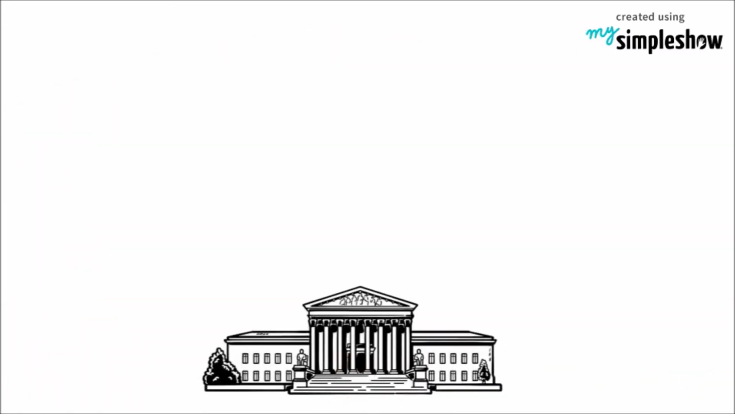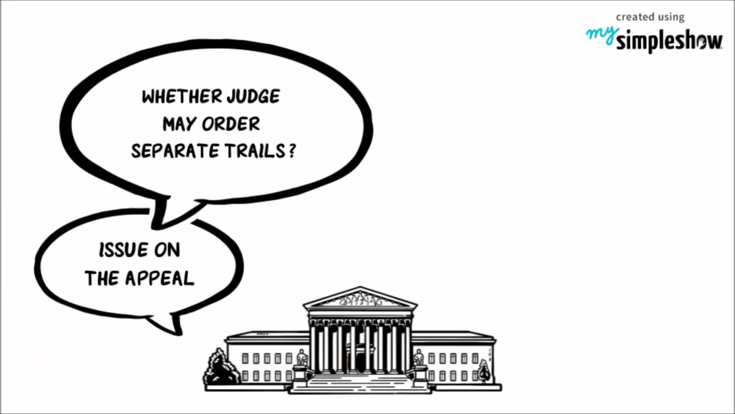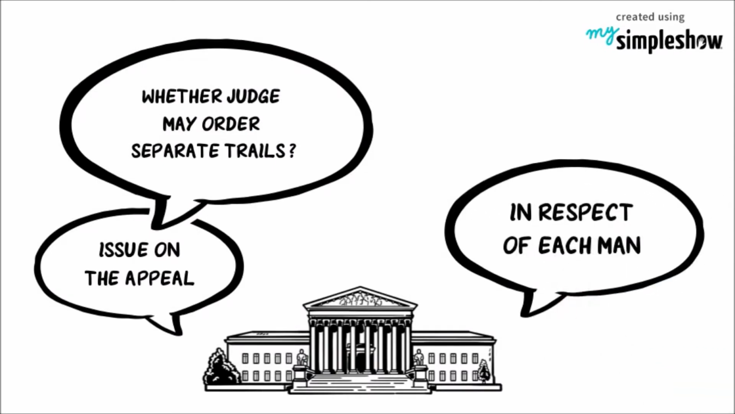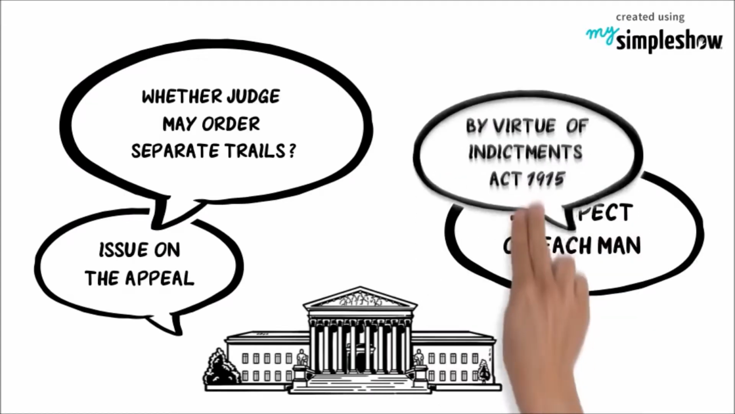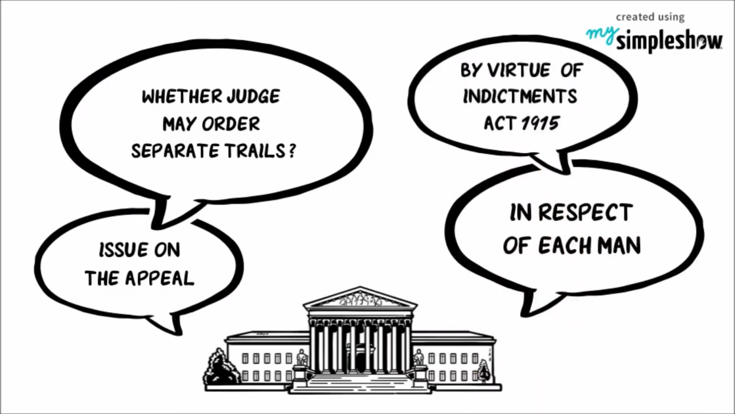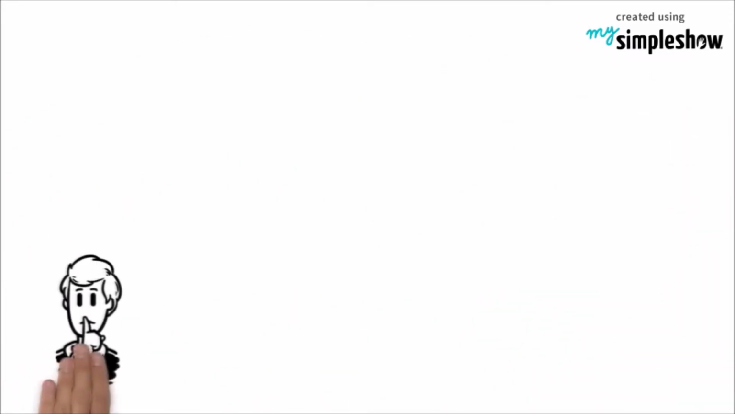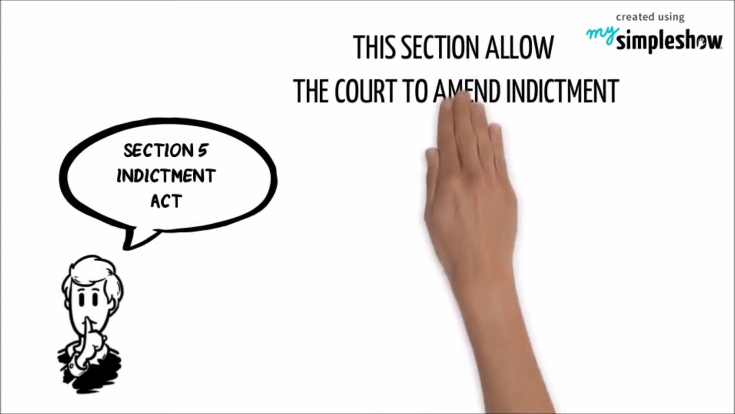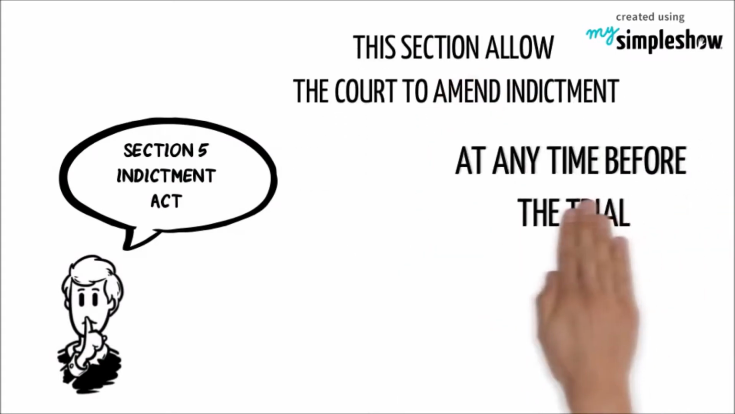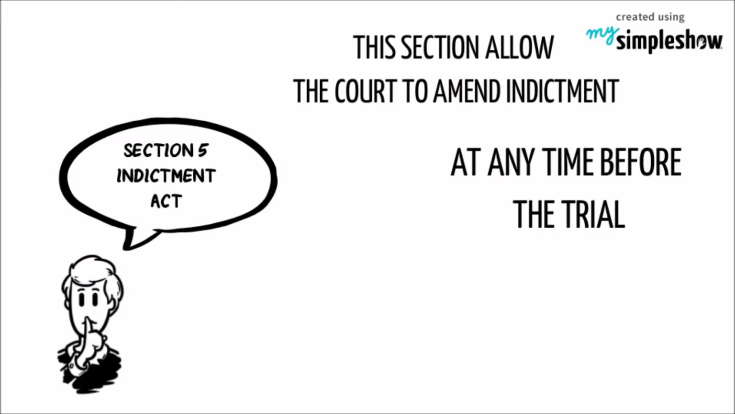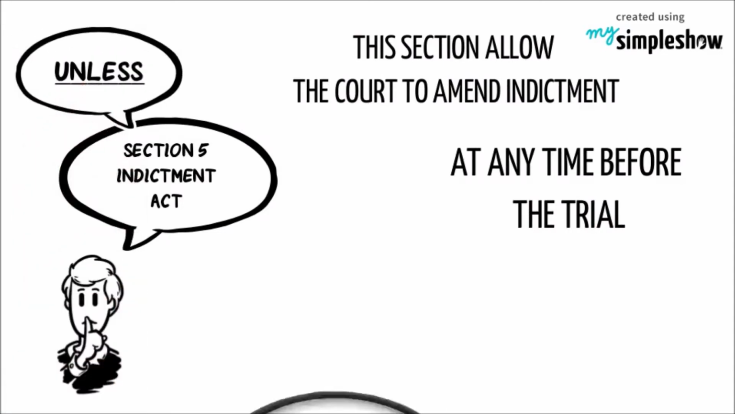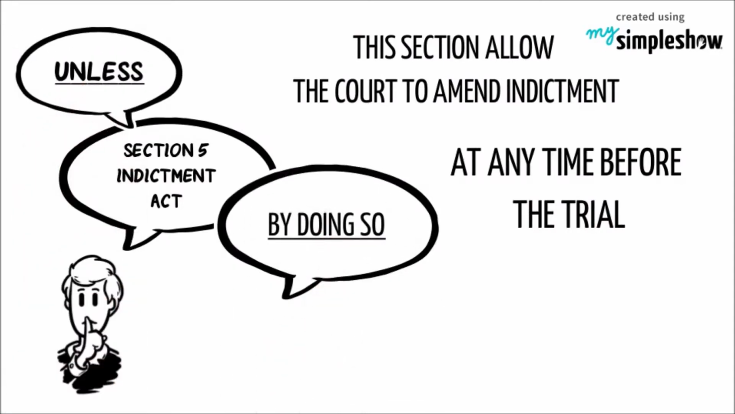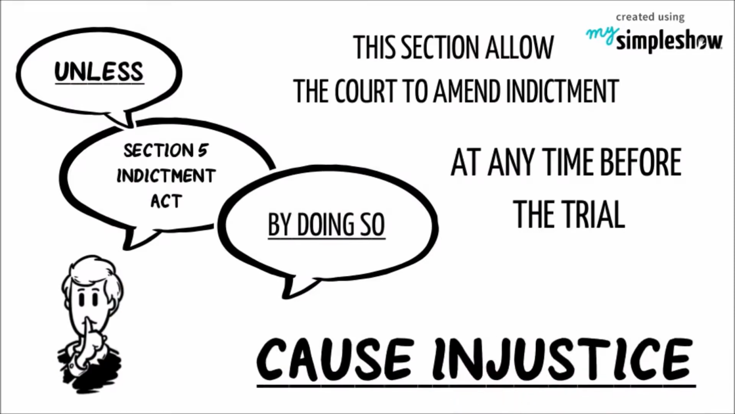The main point involved on appeal was whether the judge ought to have ordered separate trials in respect of each man. The counts were properly included in one indictment by virtue of the Indictments Act 1915. However, Section 5 of the Act confers a discretion on the trial judge to order a separate trial on any count or counts, a discretion with which the Court of Appeal will not interfere unless justice has not been done.